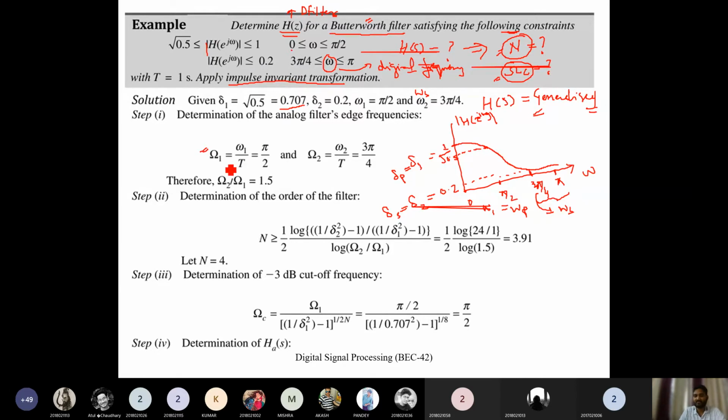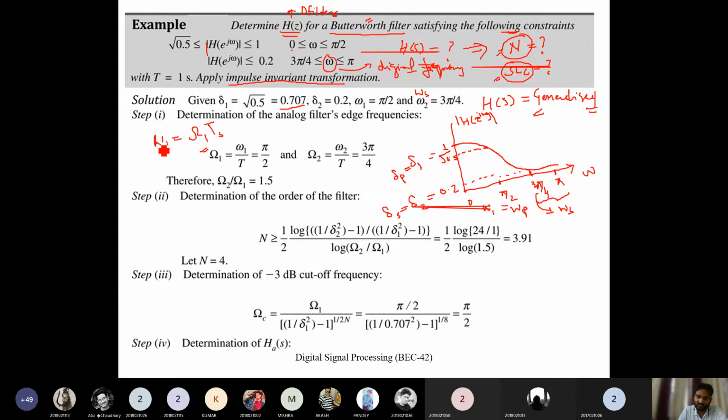In the impulse invariance method, omega 1 is equal to omega 1, that is digital, divided by T. So this is how we get the digital frequency. The digital frequency is given by sampling of the analog frequency. The analog frequency is a continuous frequency, and we sample it by multiplying it by Ts. This is how we get the digital filter frequency.